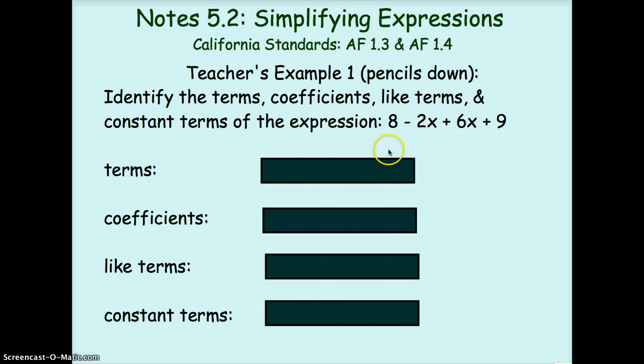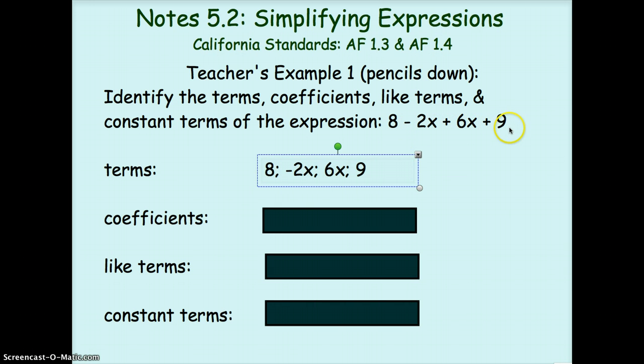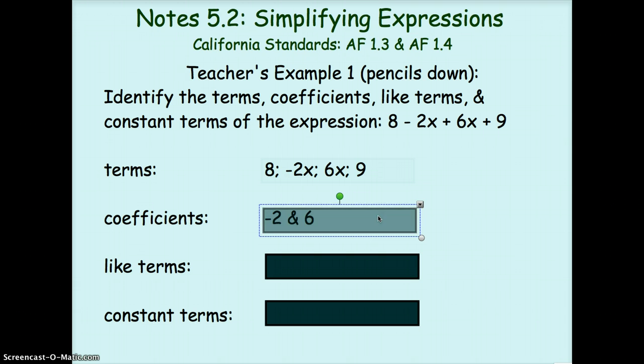So I could also read this as 8 plus negative 2x plus 6x plus 9. So my terms would be 8, negative 2x, 6x, and 9. My coefficients, remember that's whatever's in front of the variable in the term. So obviously 8 doesn't have a variable. Negative 2 is in front of the x, so that's one coefficient. 6 is in front of the x, that's a second coefficient. And then 9 does not have a variable, so it is not a coefficient. So negative 2 and 6.